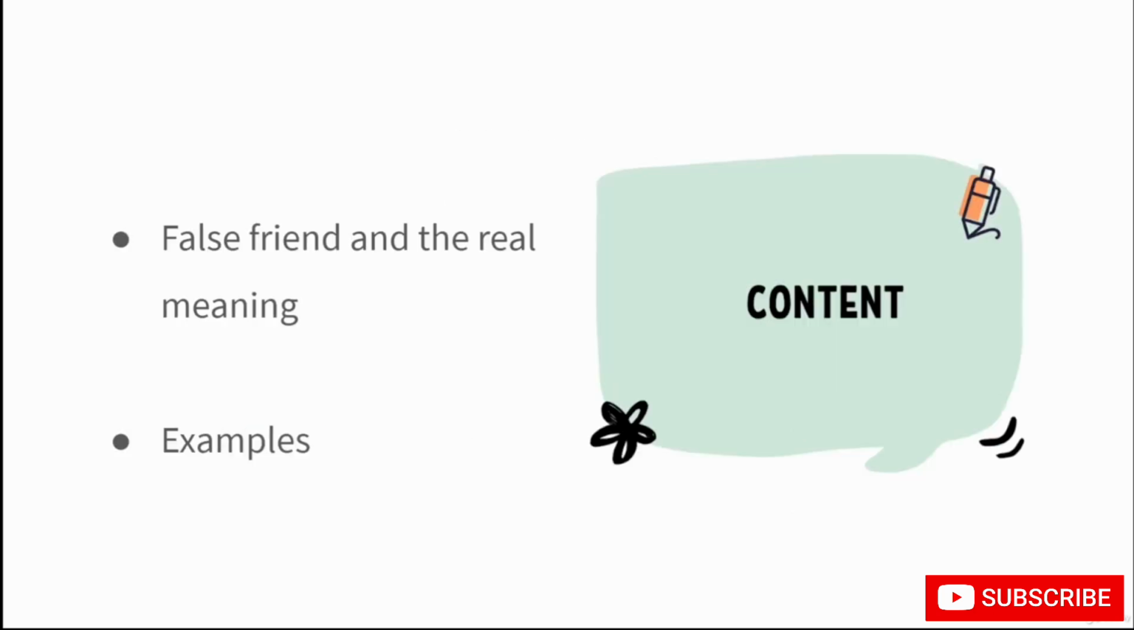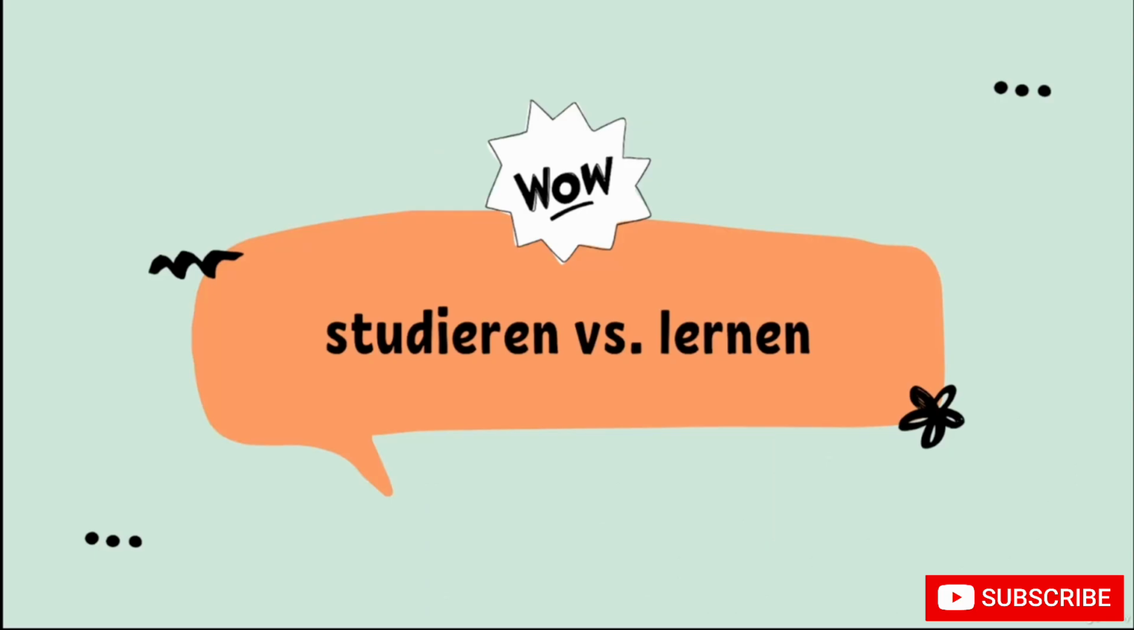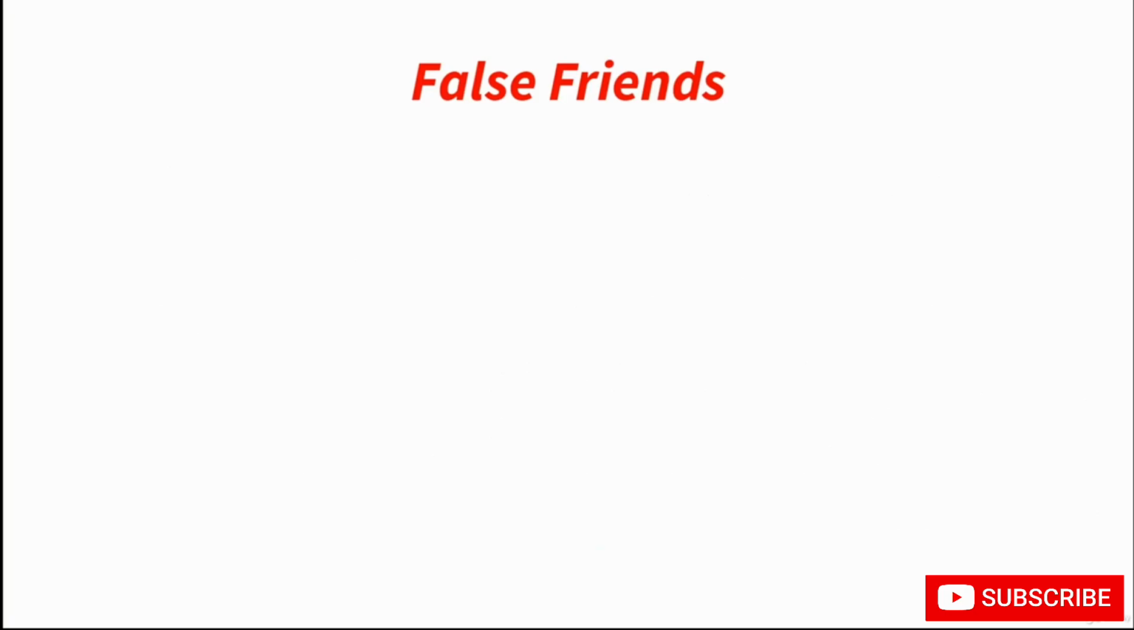Today we will learn one of the false friends and the real meanings, and I will give examples to help you understand the subject better. Today we will learn the difference between studieren and lernen. At first I want to explain what false friends means, then we will talk about the difference of these verbs.